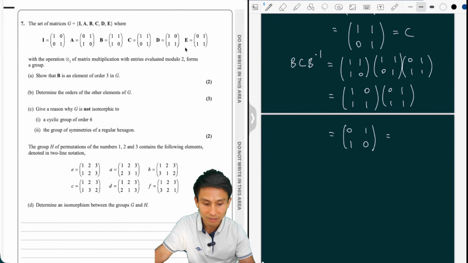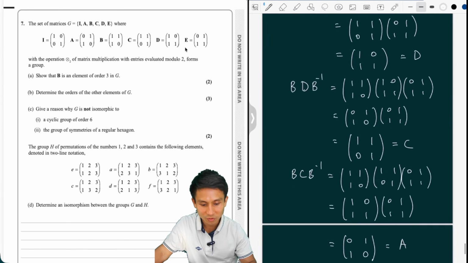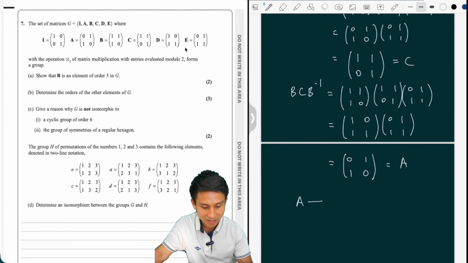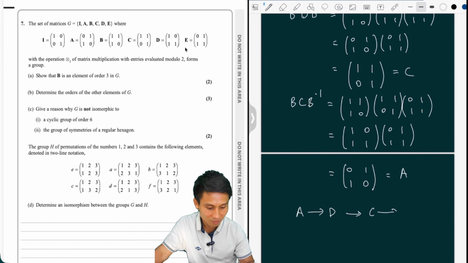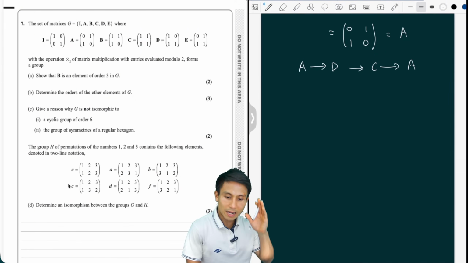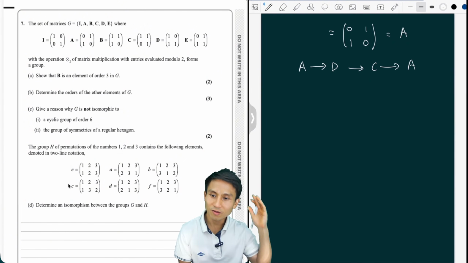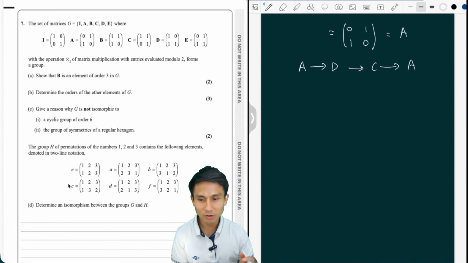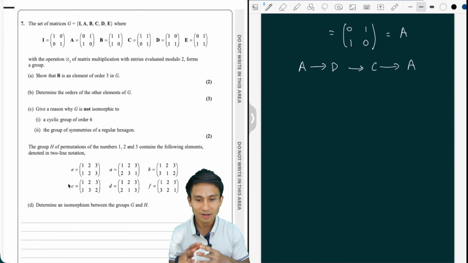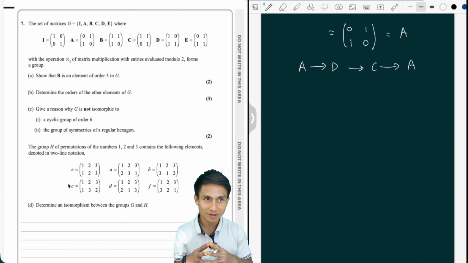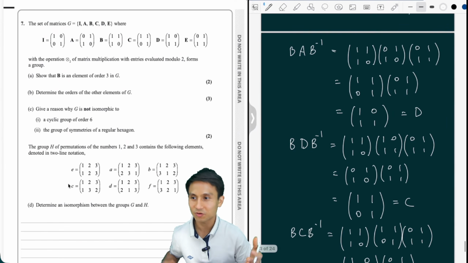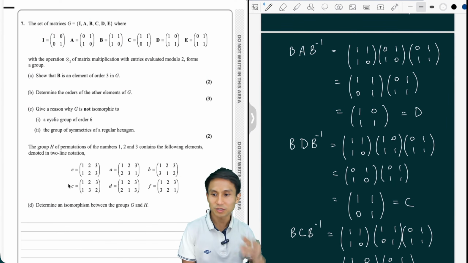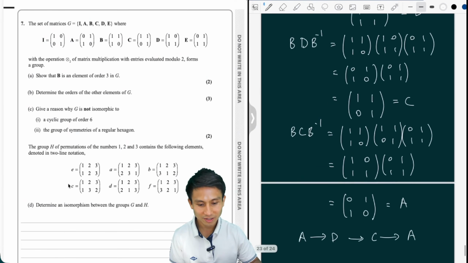So this is what? A. Aha, so now you're brought back to A. So A goes to D, goes to C, and now brings back to A. Now for the group H, when we want to consider how the operation of diagonalization in matrices can be mapped to the permutation, right?